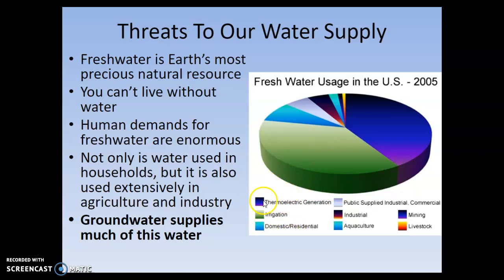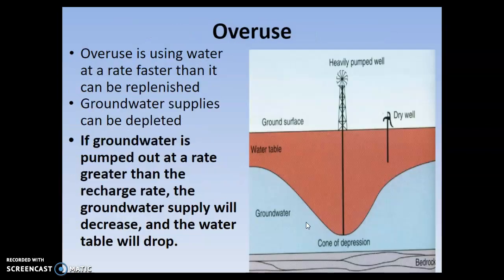So this is the freshwater usage. Thermoelectric generation and irrigation. Irrigation is supplying water for farming and things of that nature, and we also use water to help generate electricity. This is a recap of overuse: we are pumping water out of the ground quicker than it can be recharged, and to recharge just means to allow the water table to fill back up. So if the groundwater is pumped out at a rate greater than the recharge rate, the groundwater supply will decrease and the water table itself will drop.